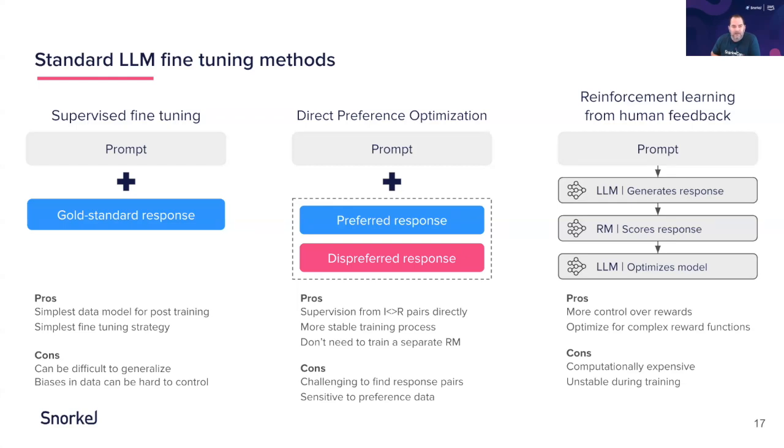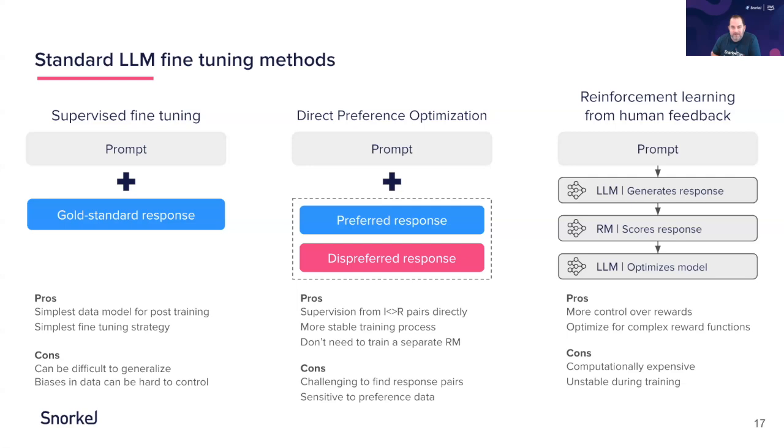SFT is probably the classic approach. Generally speaking, you want to have SMEs generate some perfect responses for you, right? You want to have really great prompt response pairs, fairly simple, but it is entirely dependent on those SMEs. So you could have some bias.